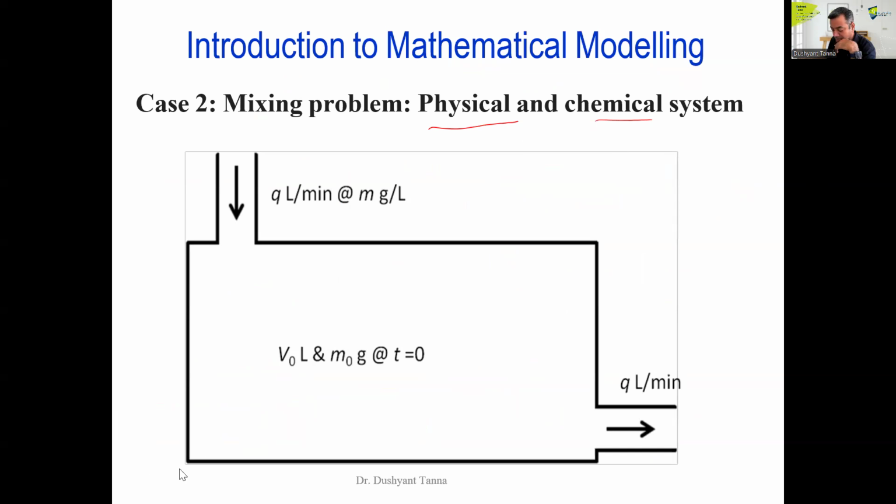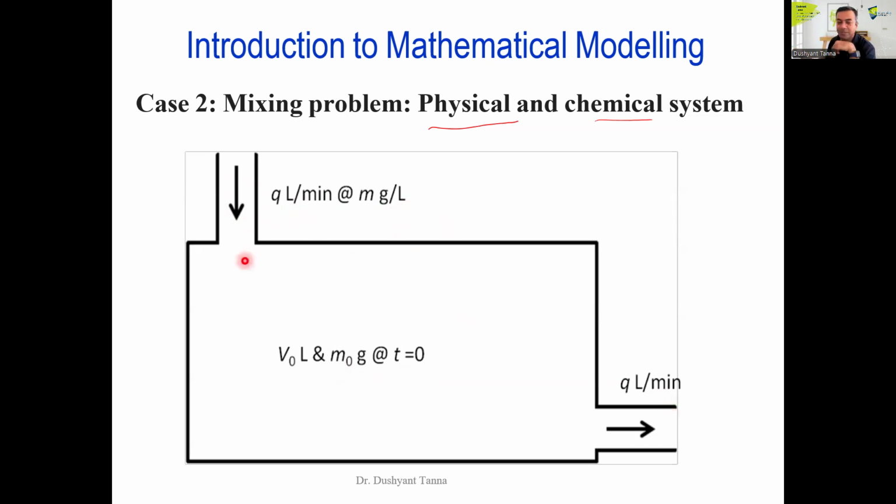So what happens, as you can see here, there is some initial volume, V0. Later, there is some M0 physical substance, could be salt or anything, at the time T0. That's the initial start. You are inserting some Q liters per minute of some salt water, which has some mass M gram per liter. It could be a 5% alcohol solution, 5% salt solution.